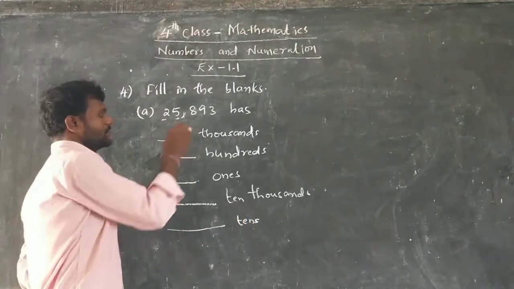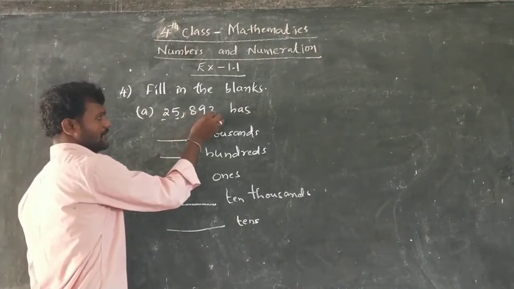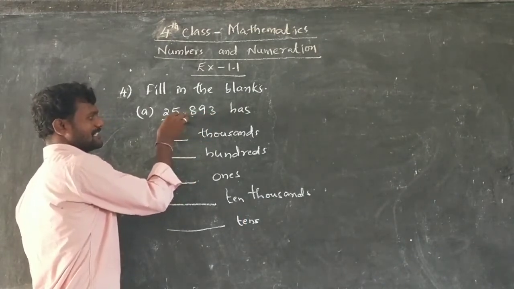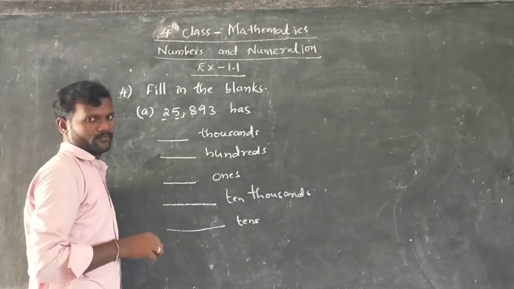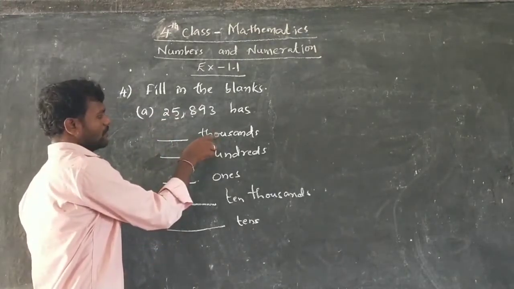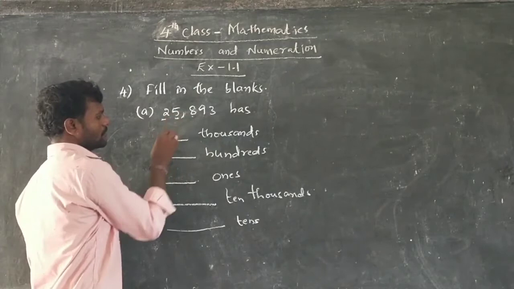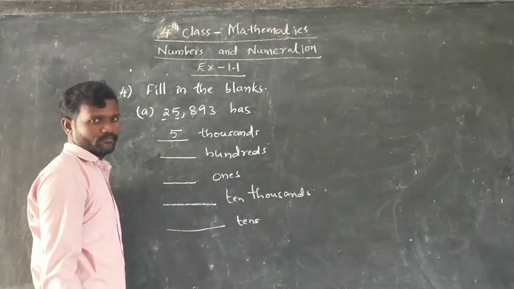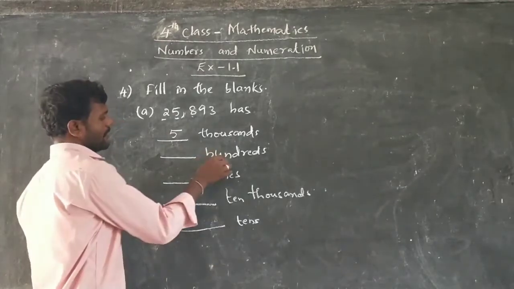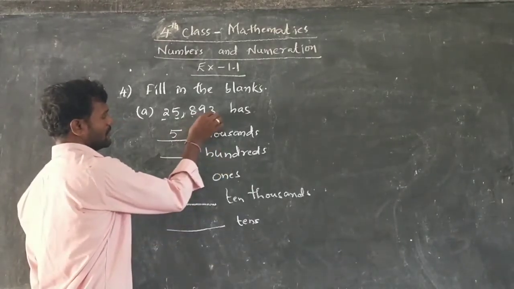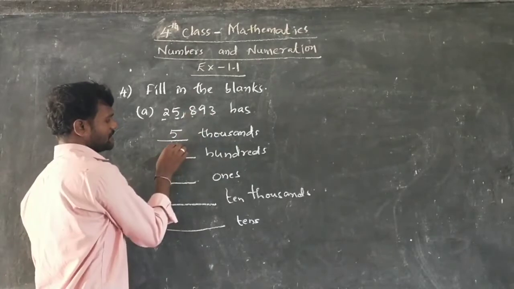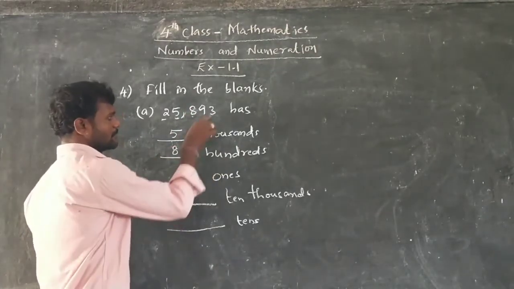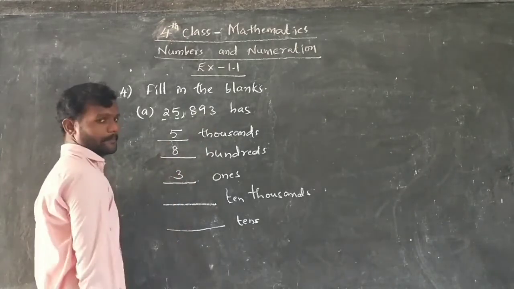So for that, observe the places: ones place, tens place, hundreds place, thousands place, 10,000s place. So first thousands. What is in thousands place? 5. So how many thousands? 5 thousands. Next one, hundreds. What is in hundreds place? Ones, tens, hundreds. So which is in hundreds means 8. 800. How many ones? Ones place. What is there? 3. So 3 ones.